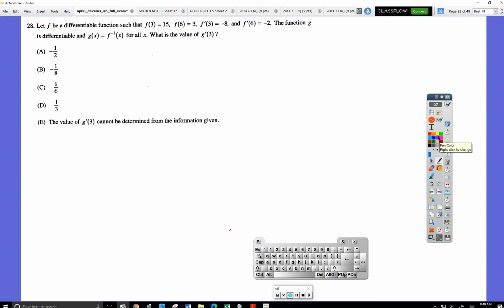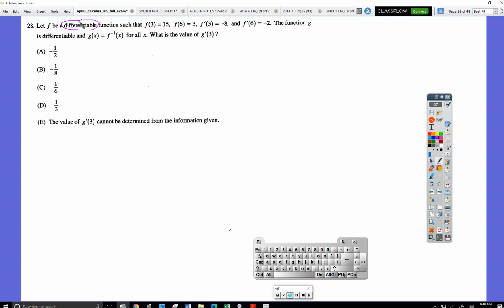F is differentiable. I always think the following. Most AP problems where they declare F to be differentiable, I don't usually have to worry about that clue. But once in a while I do. So I can never forget it, I just don't typically pay a lot of attention to it.